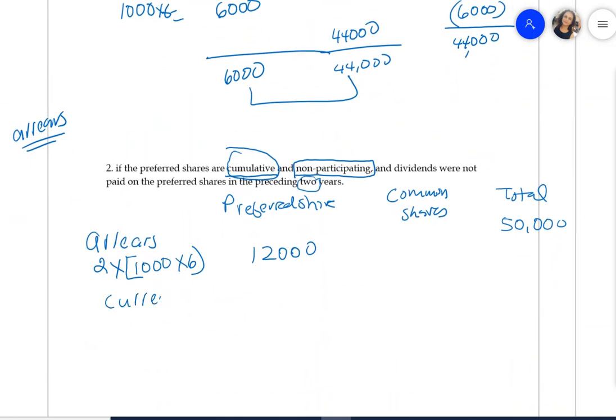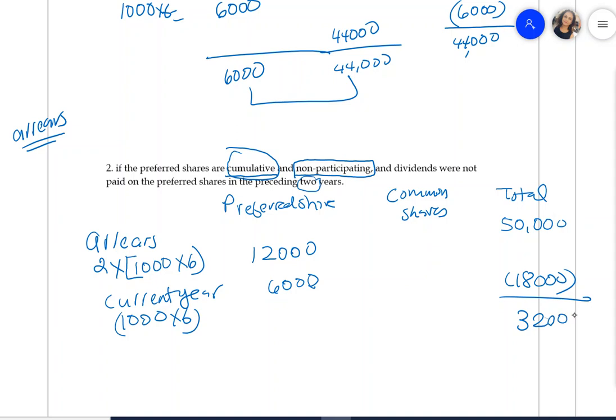So we're going to pay them for the current year. For the current year they're going to get 6,000. How did we get it? 1,000 shares outstanding, and each share pays a $6 dividend. So altogether we paid them 18,000. Now we're left with 32,000. So 32,000 will go to your common, and then we are left with nothing to distribute.